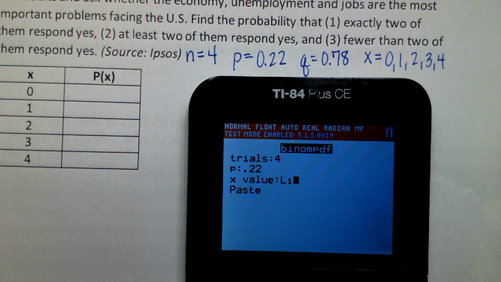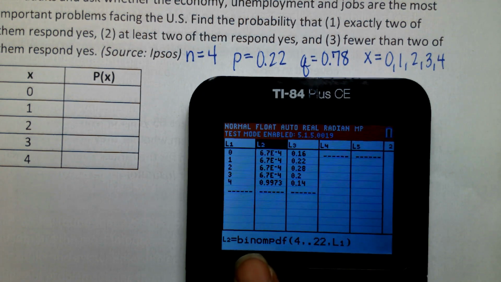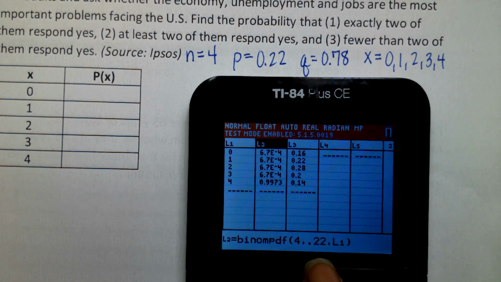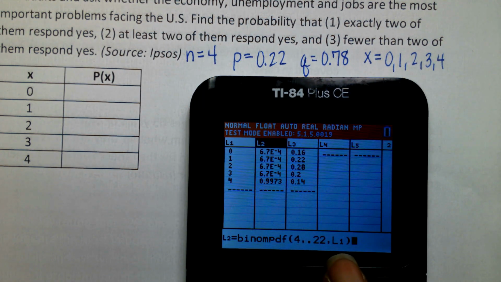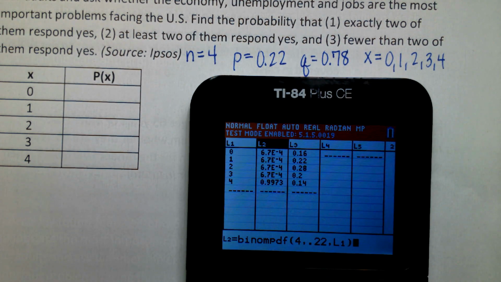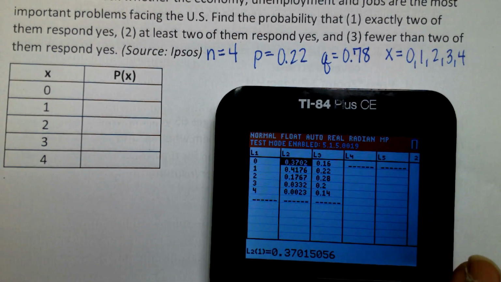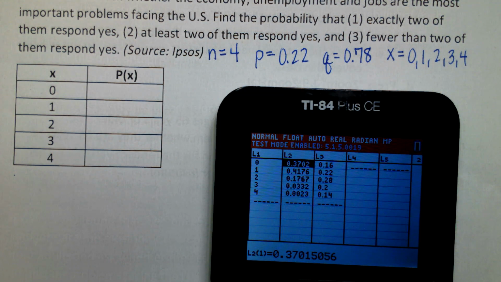Hang tight. If you have that older calculator, it's going to pop up in a minute. So everybody should look like this. Binomial PDF, N, P, X. X is going to be all of these. And what this does is it calculates all of your probabilities at once. So you don't have to do binomial PDF or binomial CDF. You just use the numbers that you need.